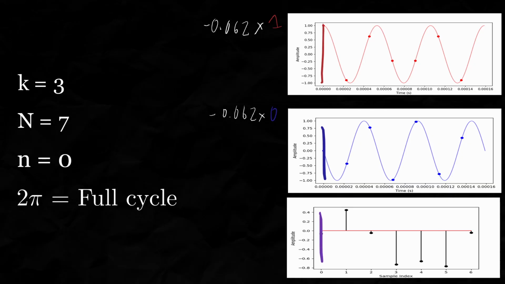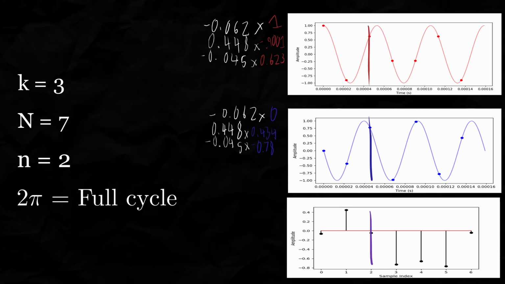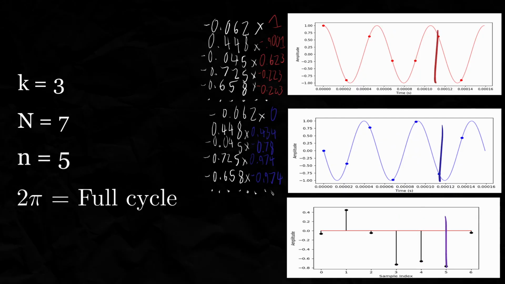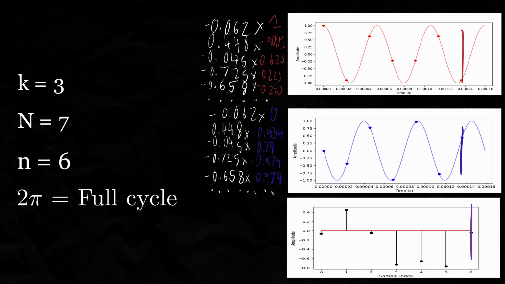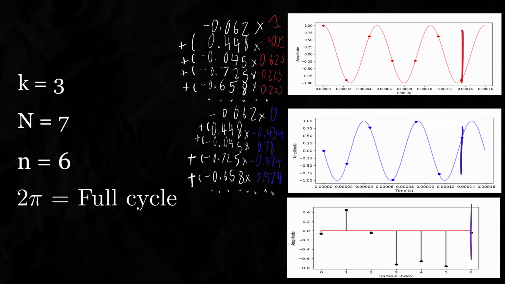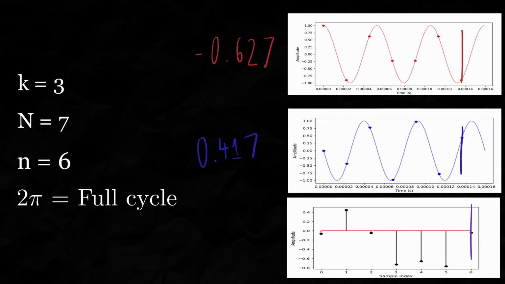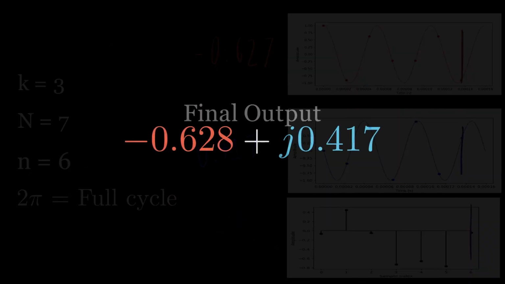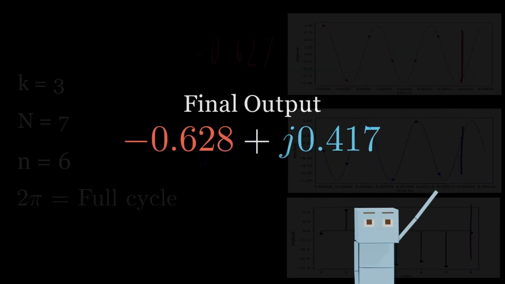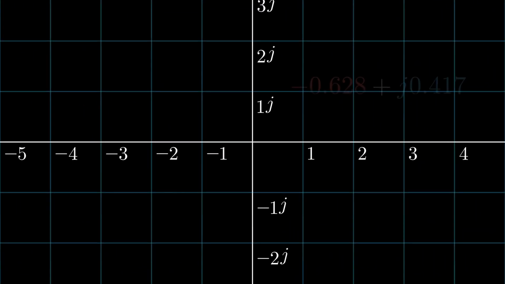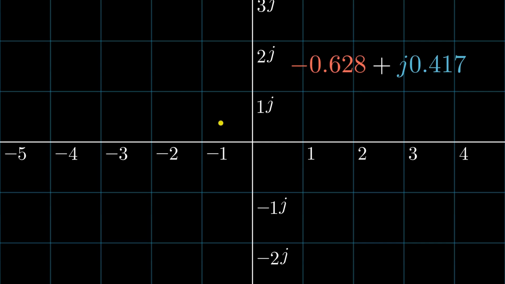And so we do the same for sample index 1, 2, 3, all the way to 6, since we're 0 indexed. And now for each one, add all of those products together to get a value for our real and imaginary parts. And of course, written together like a complex number, we now have the final output of our DFT. Okay, but then how does this tell me how much of a frequency is present in my wave? Well, remember, this is a complex number, so it's just another point on our complex plane.